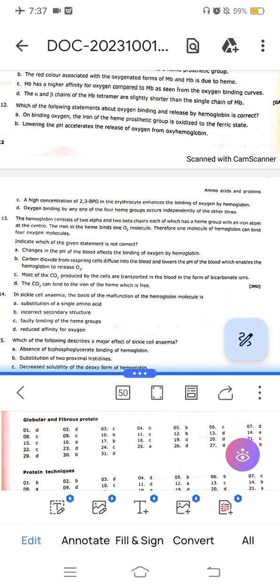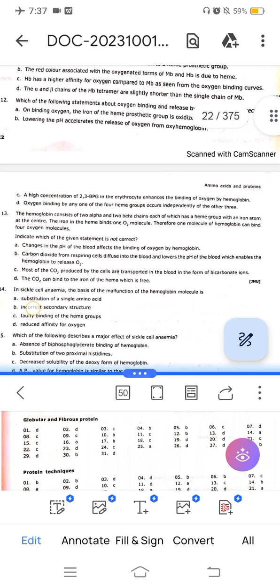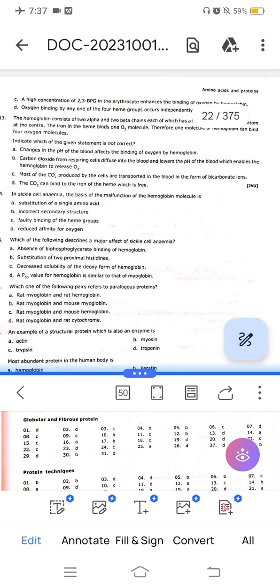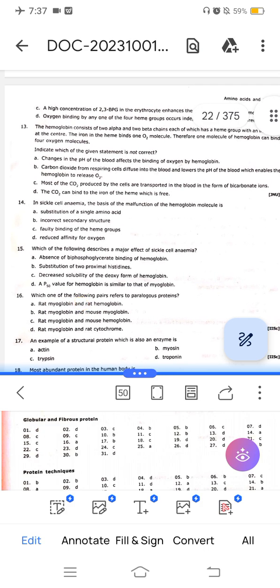Yeah, that's right. Carbon dioxide from respiring cells diffuses into the blood and lowers the pH of the blood, which enables the hemoglobin to release O2. Then the CO2 can bind to the iron of the heme, which is free. Then in sickle cell anemia, the basis of the malfunction of the hemoglobin molecule is, question 14.